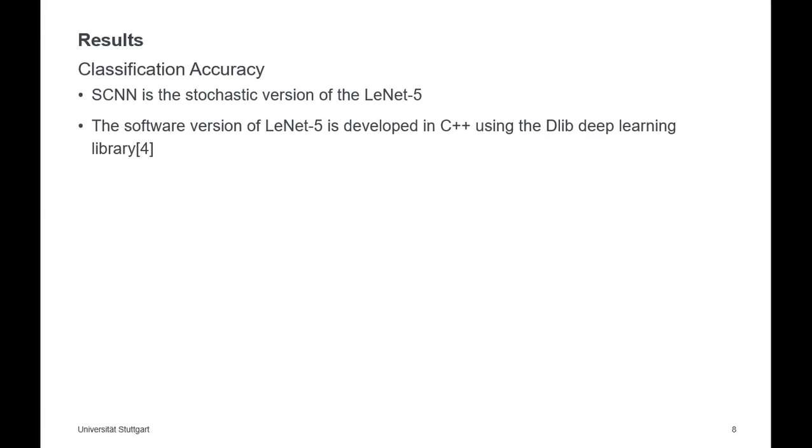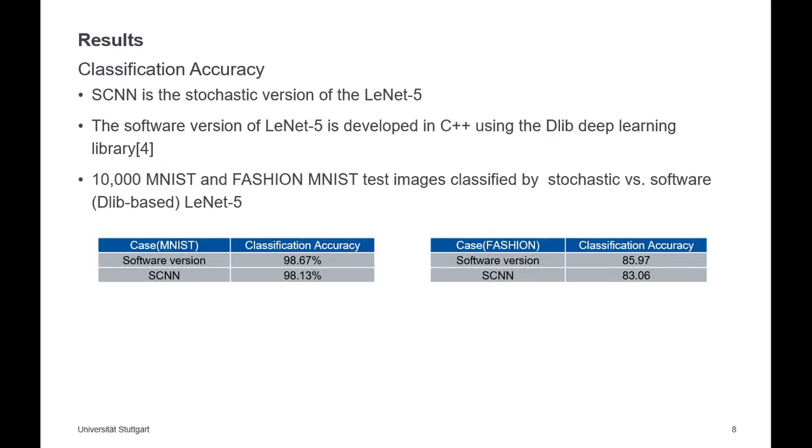Results. Classification accuracy. Now we have two models of the same LeNet-5 neural network. One is the stochastic version and the other is the software version. Both of these models were subjected to 10,000 MNIST and Fashion MNIST test images. It is evident from the results that the stochastic convolution neural network performs almost identically to the software version in terms of classification accuracy.